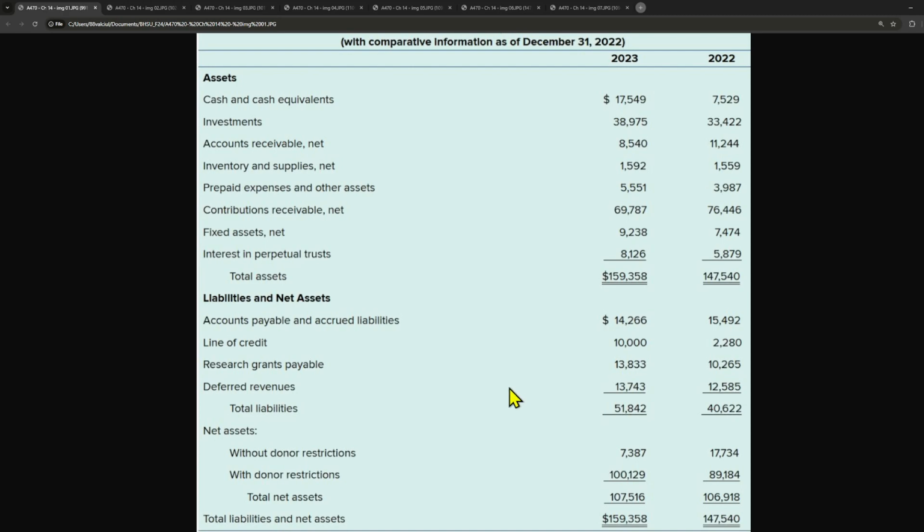Now, not only can the donor restrict things, but there is the situation where the board members of the not-for-profit can, independent of the donor, designate things as being restricted. And this is sort of different from for-profit.